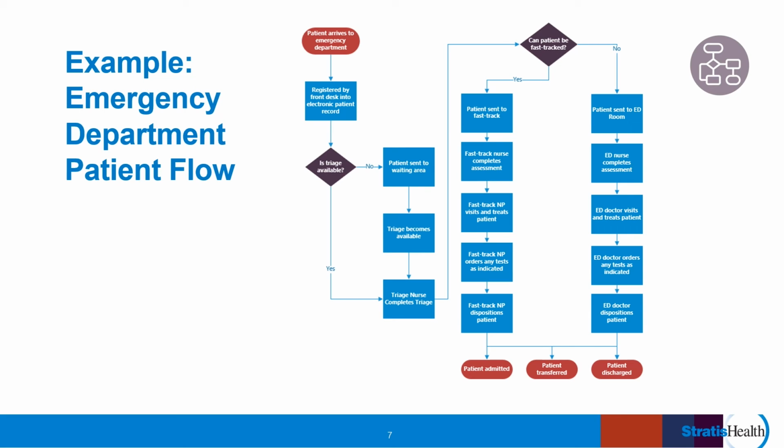Registration needs to answer the question, is triage available? If so, the nurse completes triage. If not, the patient is sent to the waiting room, and when triage becomes available, the nurse completes triage. After triage, the nurse needs to determine if the patient can be fast-tracked.